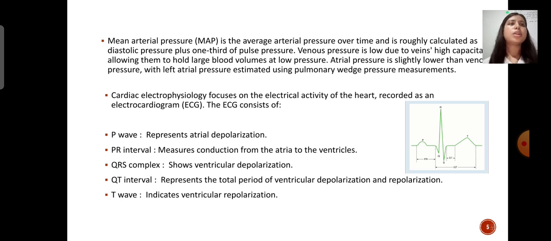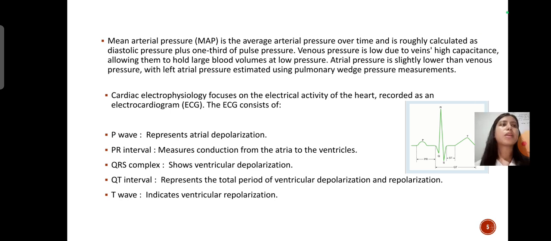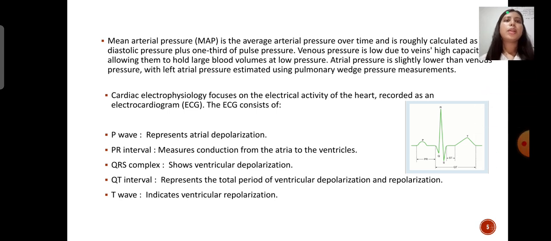The venous pressure is low due to the veins having high capacitance, allowing them to hold large blood volumes at low pressure, as the arterial pressure is slightly lower than the venous blood pressure, while the left atrial pressure is estimated using the pulmonary wedge pressure measurements.